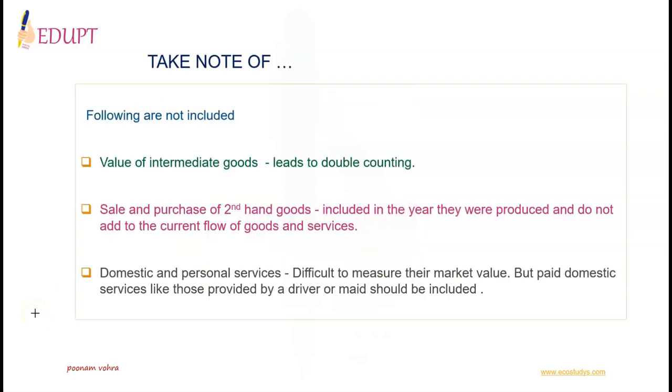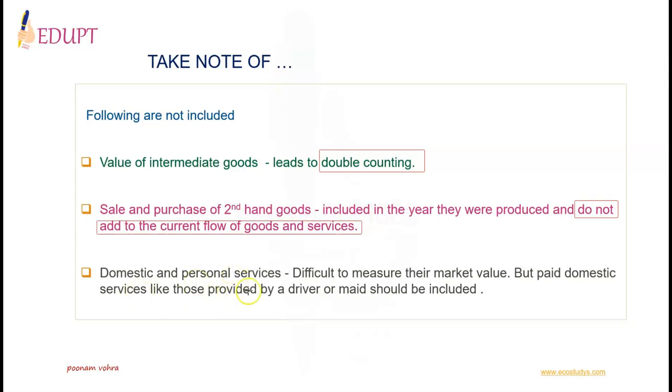While estimating national income by product method, certain precautions need to be taken into account. There are certain items which should not be included, like value of intermediate goods should not be included because it leads to double counting. Then sale and purchase of second-hand goods should not be included because they were included in the year they were produced and hence do not add to the current flow of goods and services.